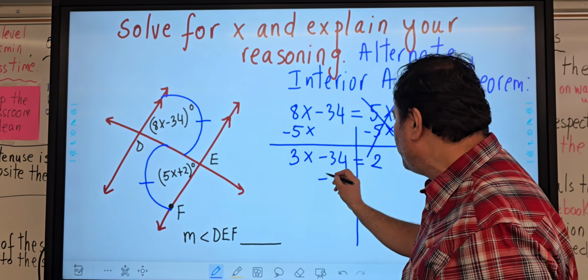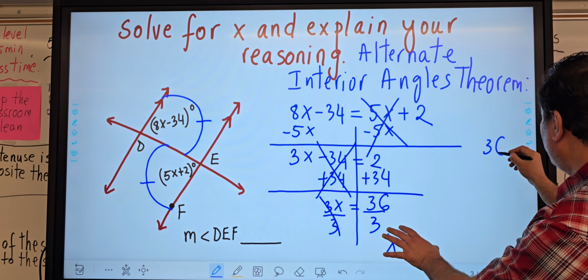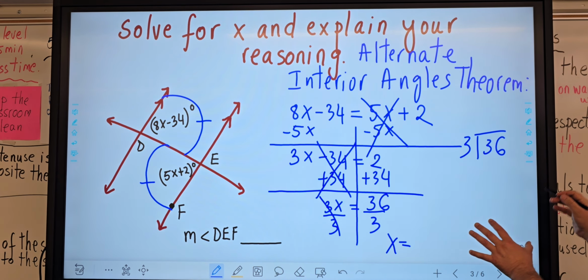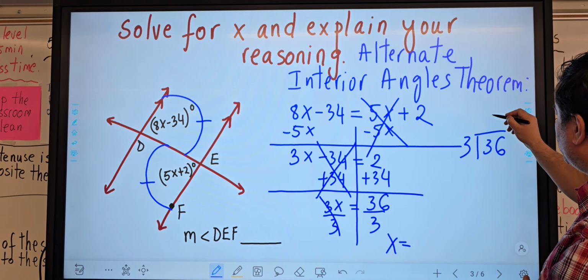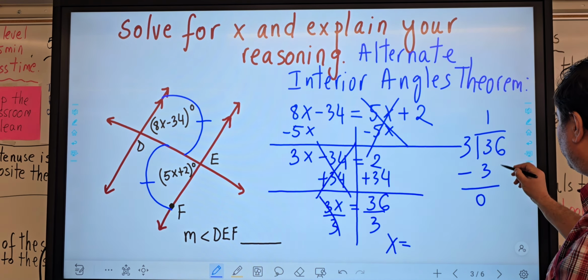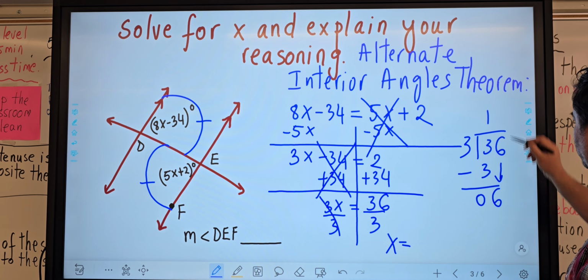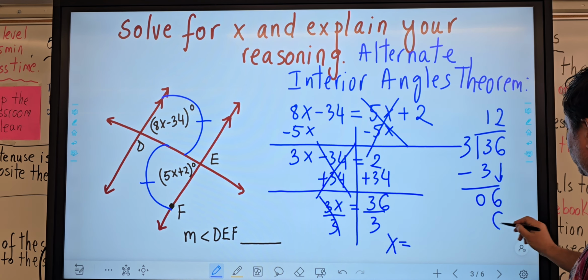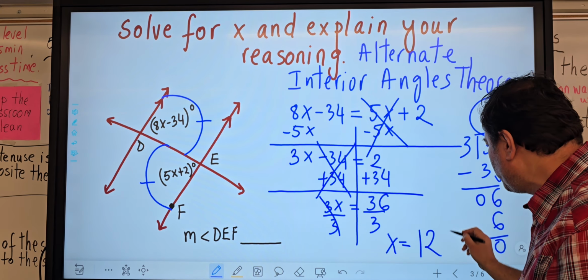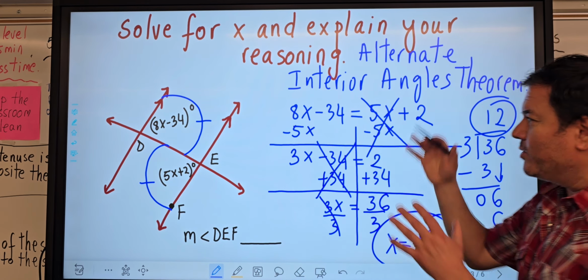So we get x equals, it's kind of easy, but let me show you. We do a little long division, just in case you forgot. Okay, so 3 into 3 becomes 1. 1 times 3, 3. 0, bring down the 6. 3 into 6 twice. 2 times 3, 6. Okay, so the answer is 12. X equals 12. So we got the x.